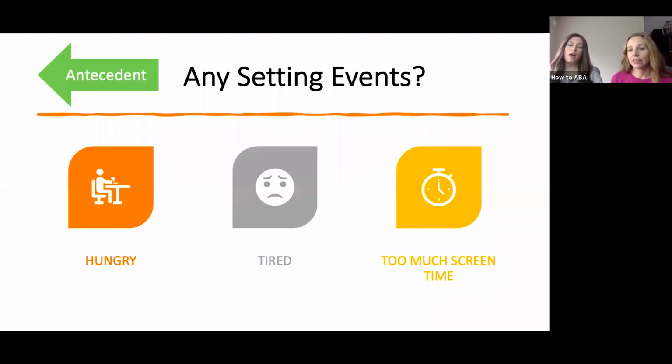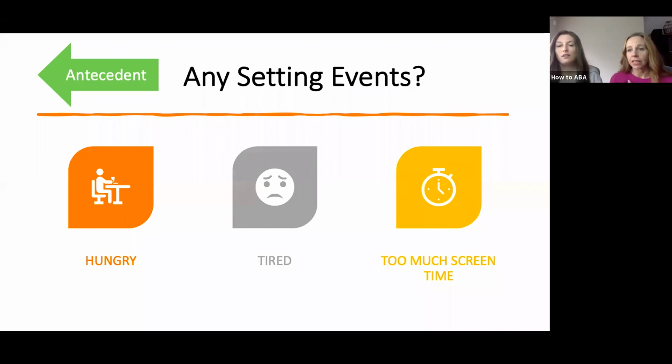So it's also important, when you're looking at the antecedents, to ask: are there setting events? Is there anything that is making the behaviors more likely to occur? That meaning, some days when I present this demand, they're totally fine. But some days, if they come in hungry or tired or having some other kind of setting event, they're a lot more likely to not be able to follow through with the demands.